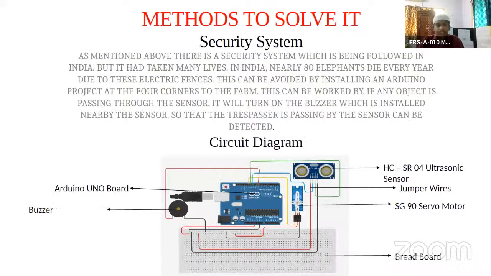The materials needed are an Arduino Uno board, an ultrasonic sensor, an SG90 servo motor, a breadboard, some jumper wires and a buzzer. The main components here are the ultrasonic sensor and the servo motor. The ultrasonic sensor can detect the animals passing by and alert the farmer by turning on the buzzer which is installed nearby the sensor.